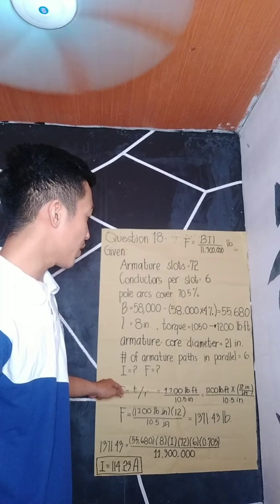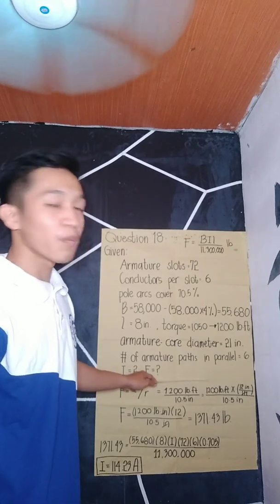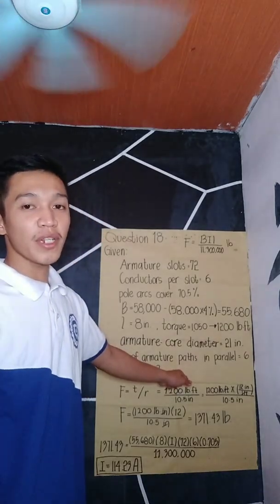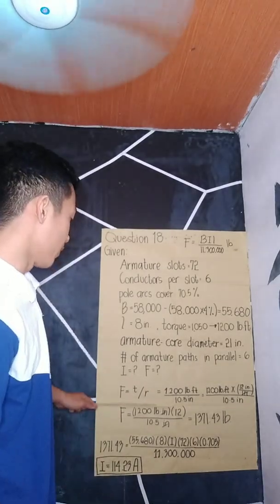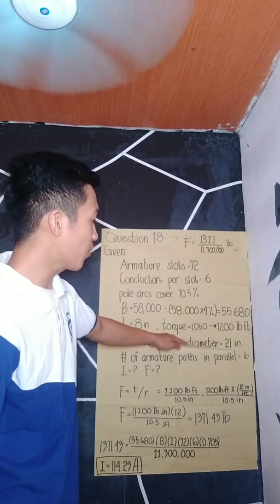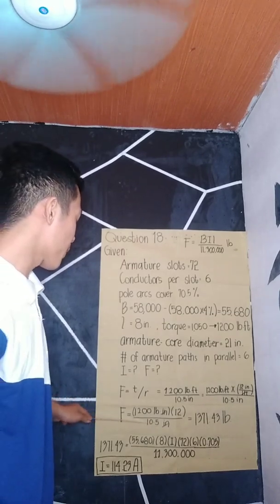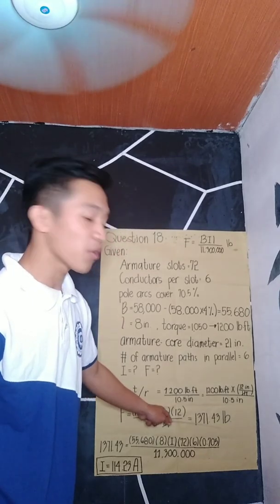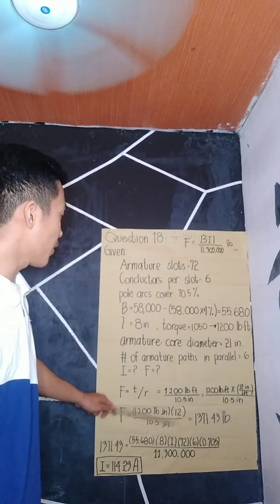Now convert the value of the torque, which is 1,200 pound-foot, to pound-inch. We multiply 1,200 by 12. The new value will be 14,400 pound-inch over our radius, which is 21 over 2, that's 10.5 inches. And now we have force equal to 1371.43 pounds.